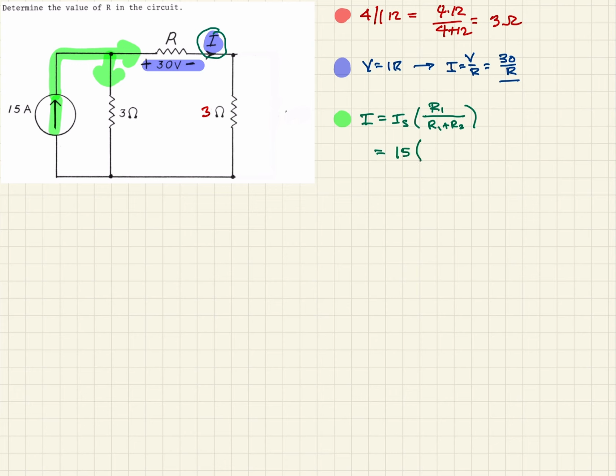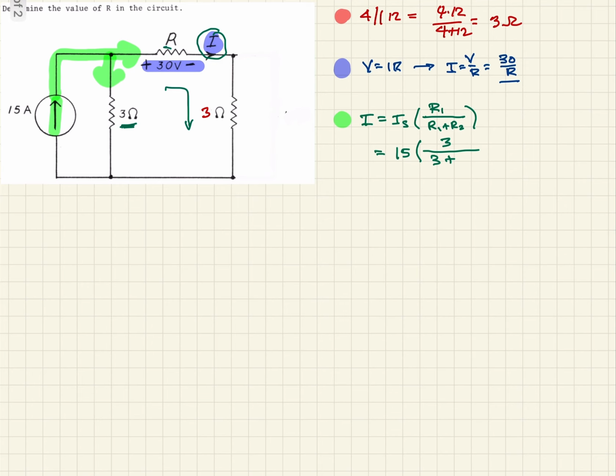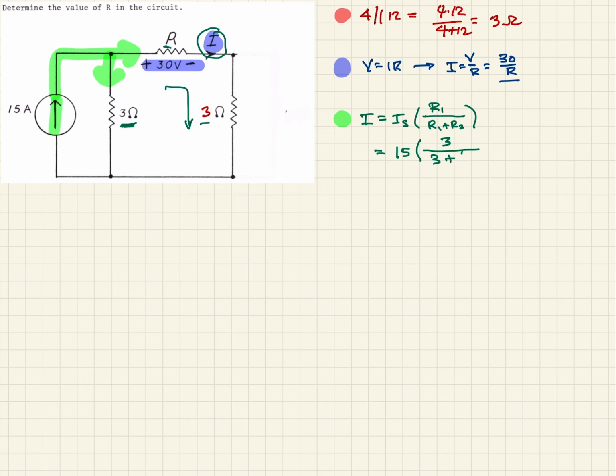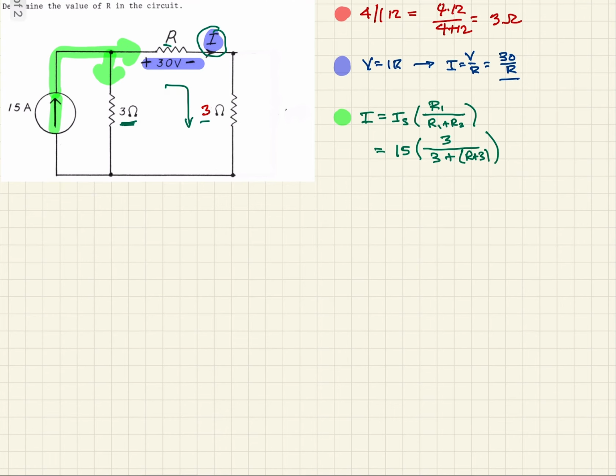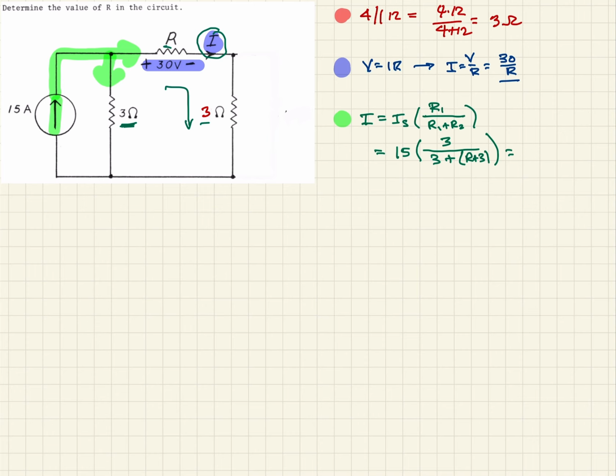That's our current source. 3 is the branch we're not interested in, so it's going to be 3. And then it's going to be over, again, the one we're not interested in, 3, plus our other branch here, which we know that is R plus 3 because they are in series. So we'll say R plus 3, right? And so that's going to be equal to 15 times 3 is 45. And we reduce the bottom, that's going to be R plus 6.